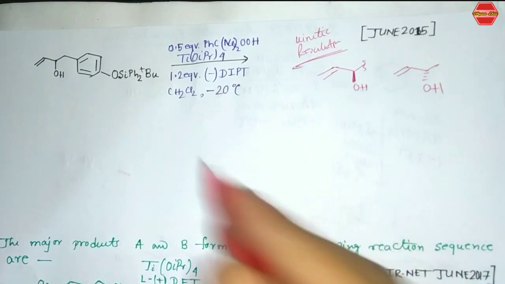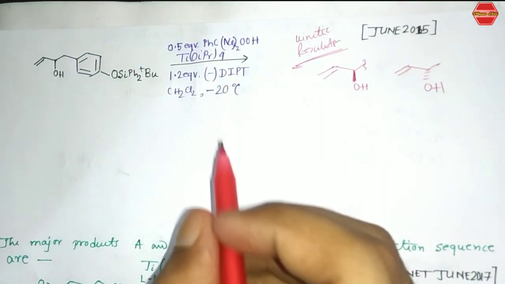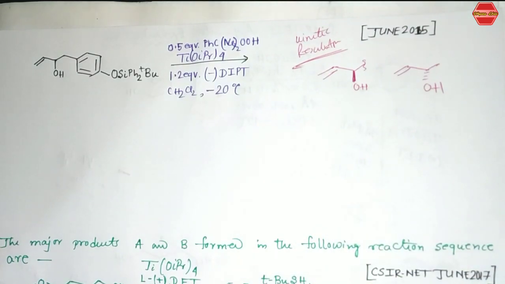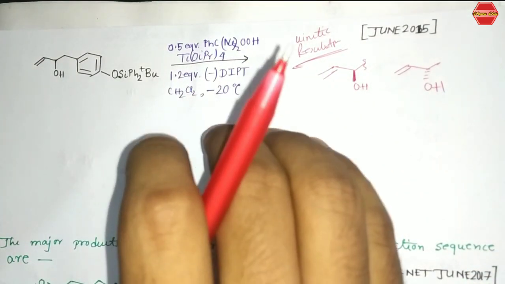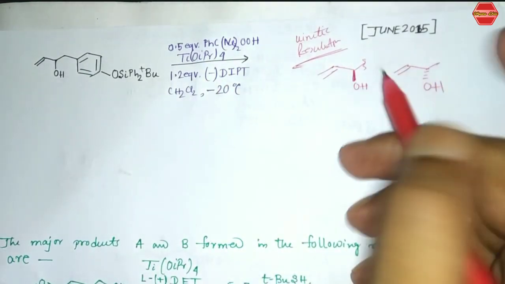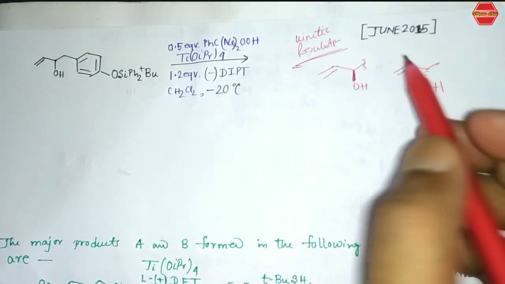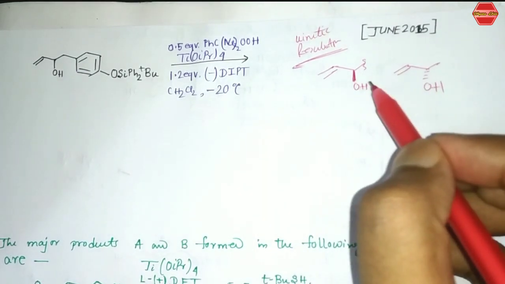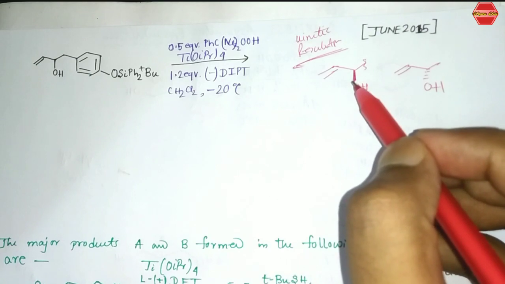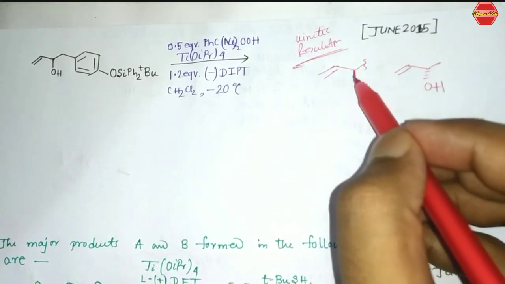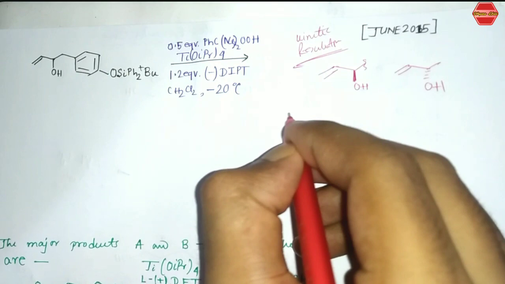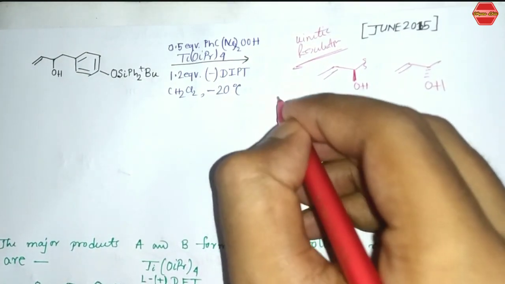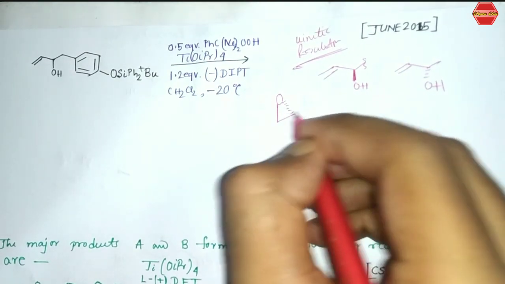So when we use minus DIPT, we all know that the above-sided, top-sided epoxidation will take place. But in case of this OH form, when we use this type of OH which is on the upside, we are getting this product, like I have written over here.